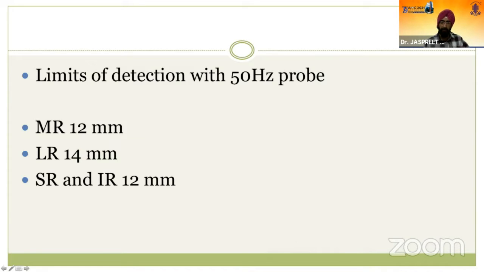So the limits of detection with the 50 Hertz probe: medial rectus is now 13, lateral rectus is 15 with the studies coming on, and in vertical recti about 12 millimeters from the limbus. So that is how posterior you can go from the limbus to identify a muscle, not beyond that.